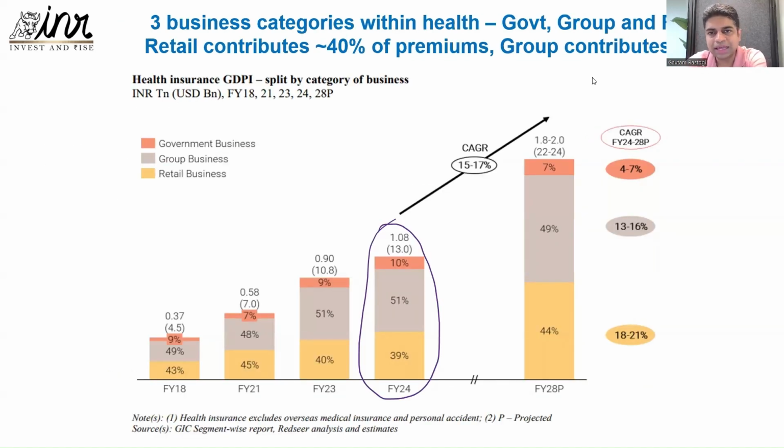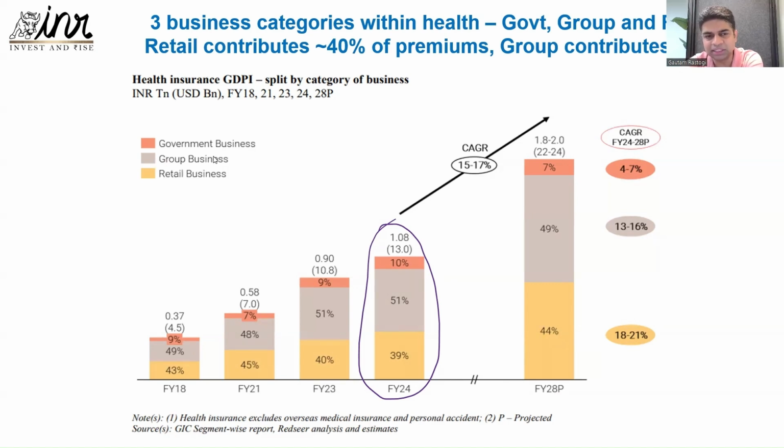All right. So in this chart, I'm talking about the three business segments within health, which are the government business, group business, and the retail business. The government business is essentially the government health insurance policies, which are primarily provided by public insurers like National Insurance and Oriental Insurance and what have you.